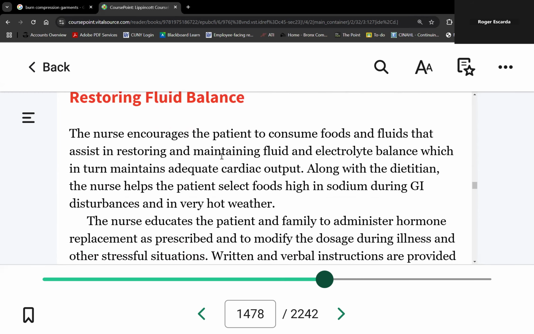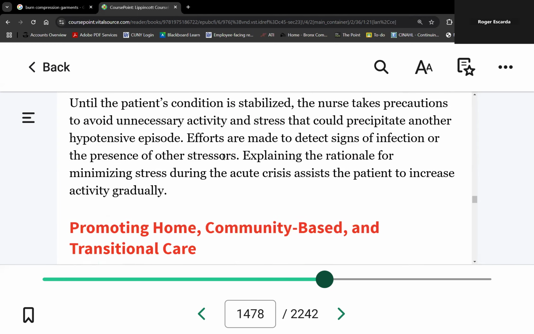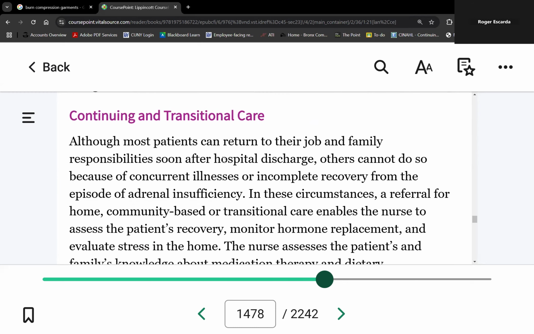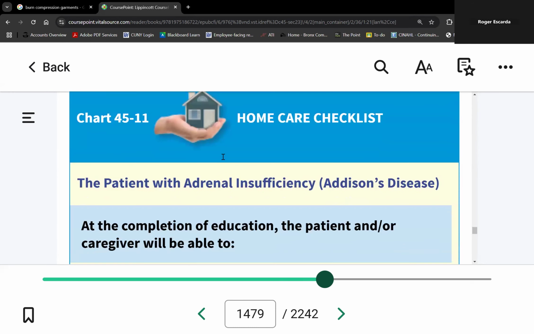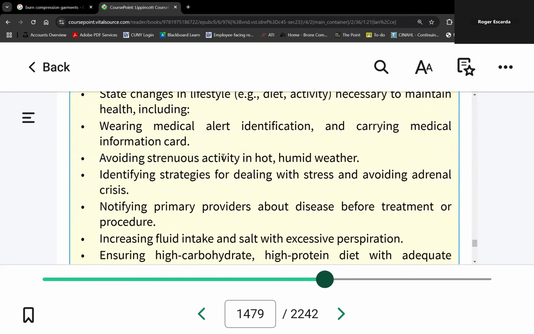So we discussed fluids and then steroids to maintain blood pressure. Oxygen as needed, of course, because of the hypotension. And then once we send them home, we teach them the following. Never stop the steroids. What if they get sick? They can't keep anything by mouth. What are they instructed to do?